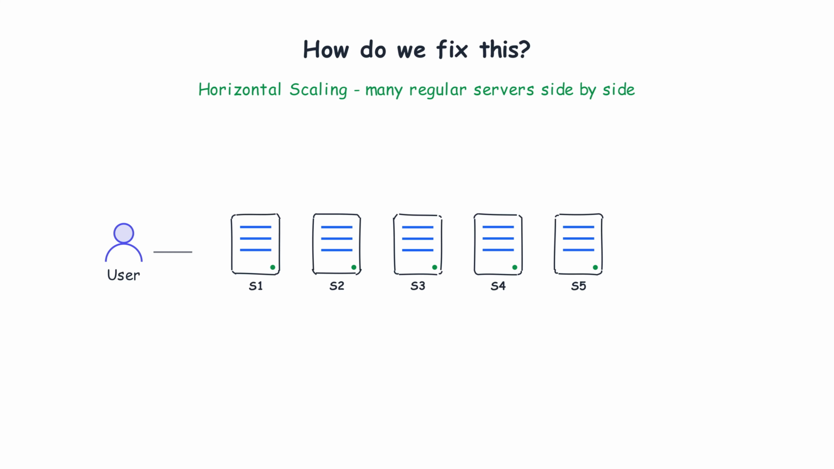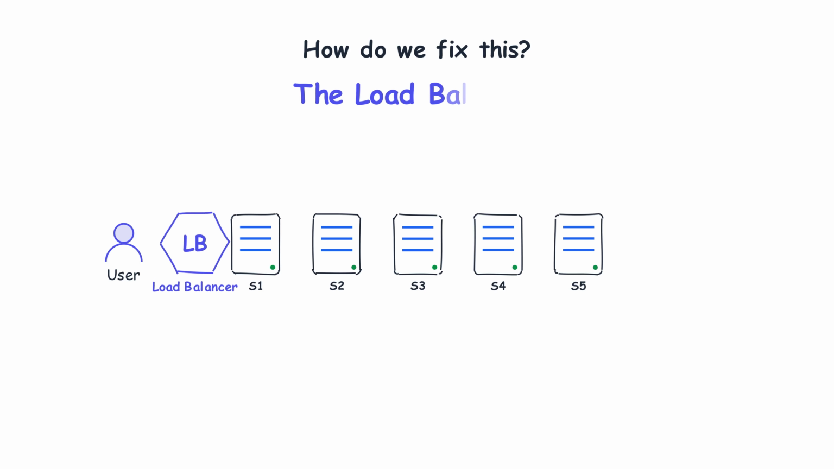But this introduces a brand new problem. When a user types in your website URL, how do we decide which server handles their request? How do we stop all the traffic from rushing to server 1 while server 2 and 3 sit completely empty? Enter the unsung hero of modern system design, the load balancer.